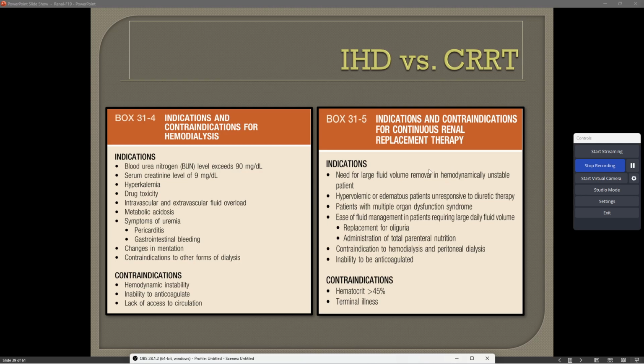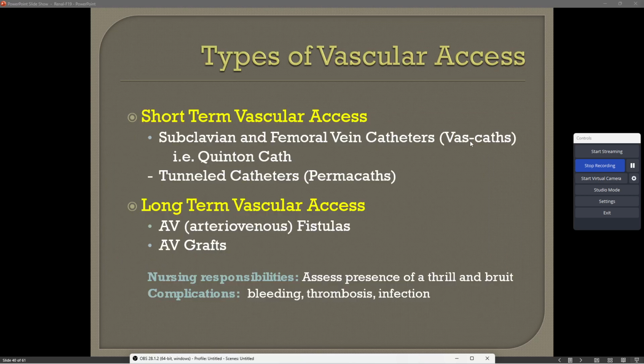And when you are on CRRT, it requires one-on-one therapy, meaning your nurse is attached to you and you only. So it requires additional resources, and hospitals don't love doing that. Let us move on. We have our short-term accesses, and I've already mentioned a couple of them.